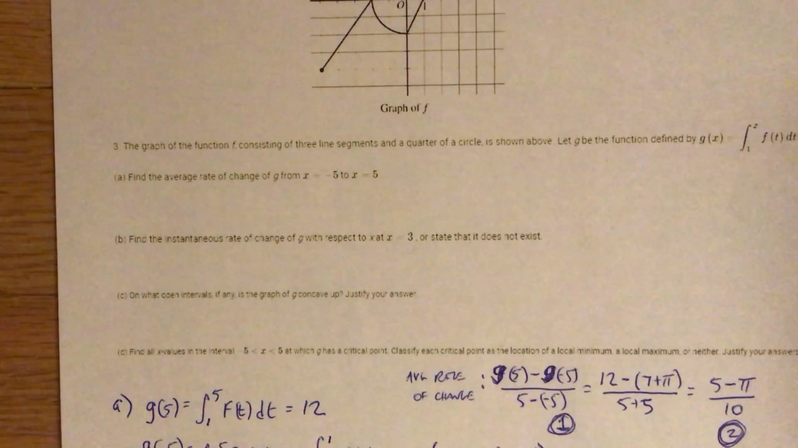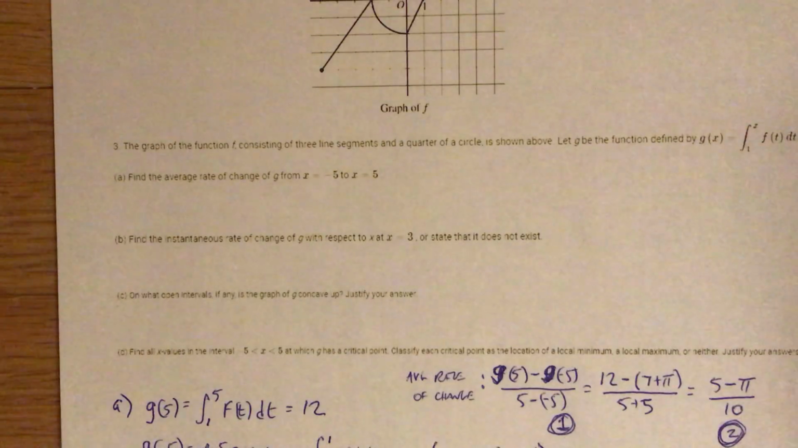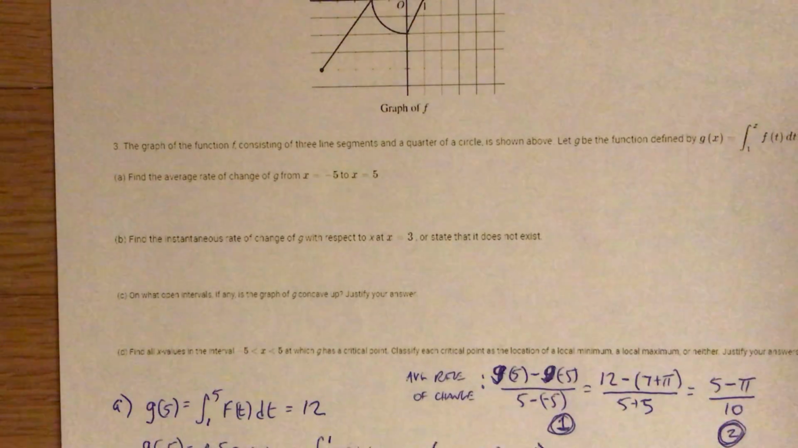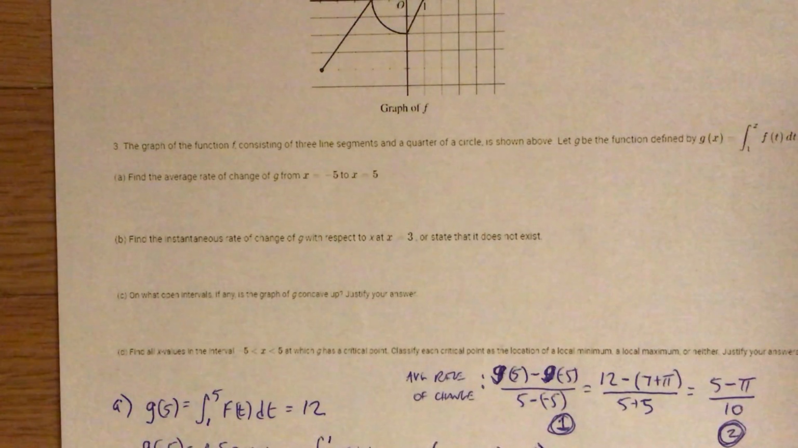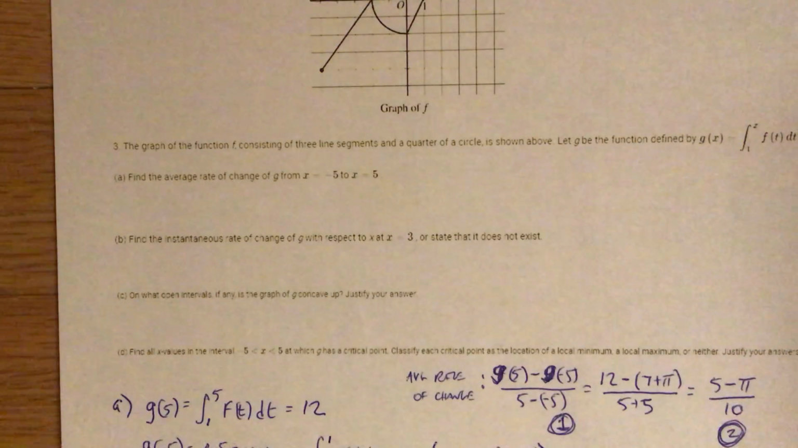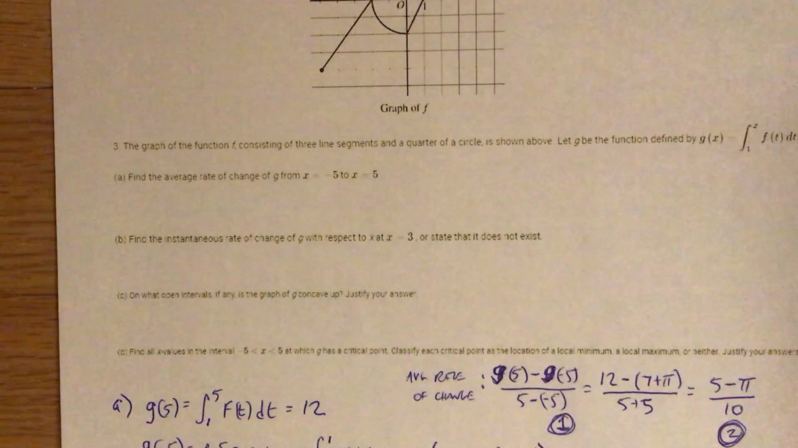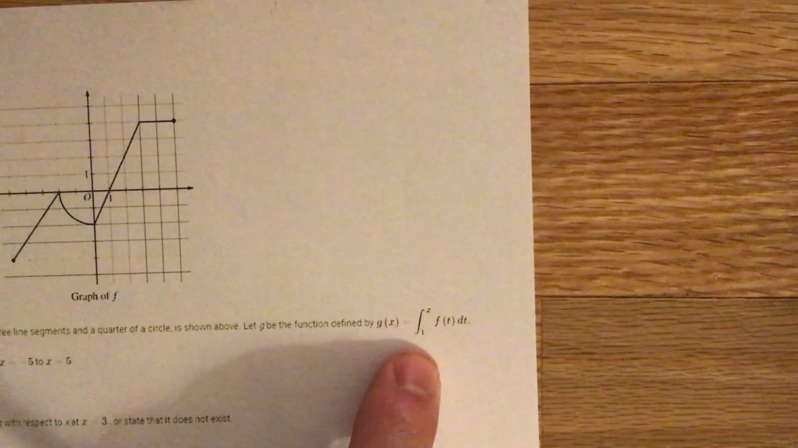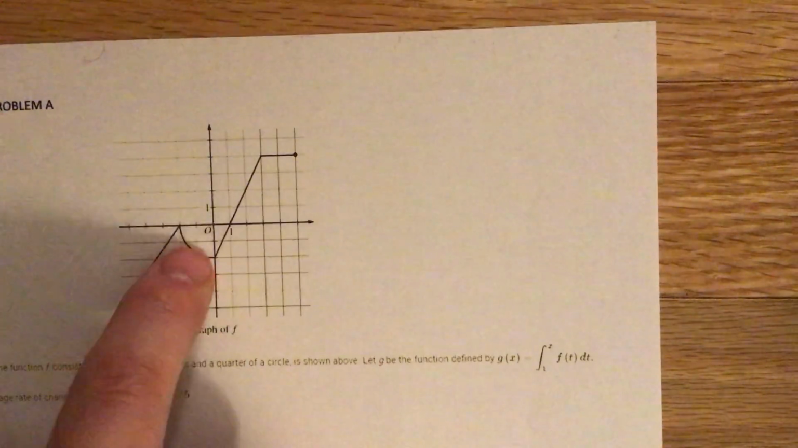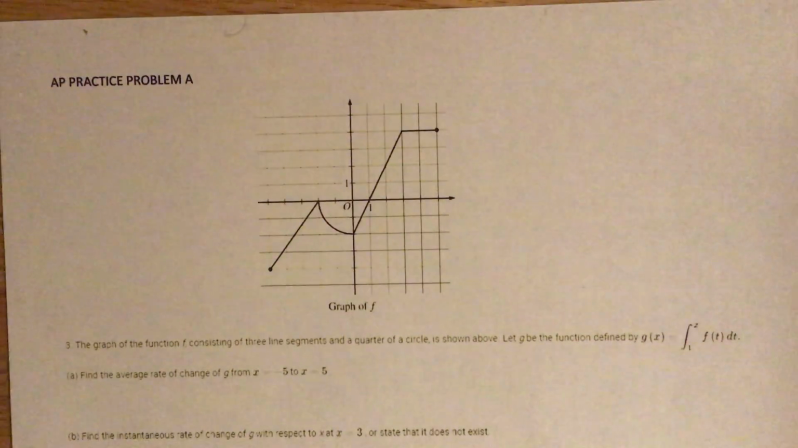Like I said, this has got a lot of good stuff in it, a lot of standard problems. It's got the max and min, it's got concavity, it's got average rate of change, and it's got an interplay between the fundamental theorem of calculus, knowing that g's derivative is f, and sort of going back and forth between those. All right? Good luck.